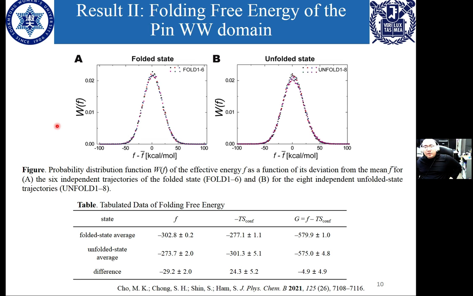We also show the tabulated data of folding free energy and its components. A large negative value for the change in effective energy was obtained and a positive for the configurational entropy, which is good. We obtained a folding free energy of negative 4.9 kcal per mole with 4.9 kcal per mole of standard error. This error stems from the unfolded state configurational entropy, but the error is less than 2% of the unfolded state configurational entropy. Still, the experimental determination of folding free energy using the temperature jump technique was negative 3.4 kcal per mole, which is comparable.